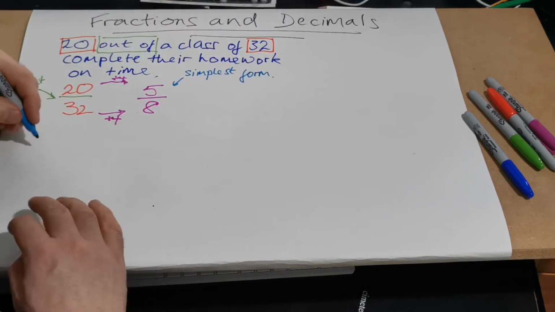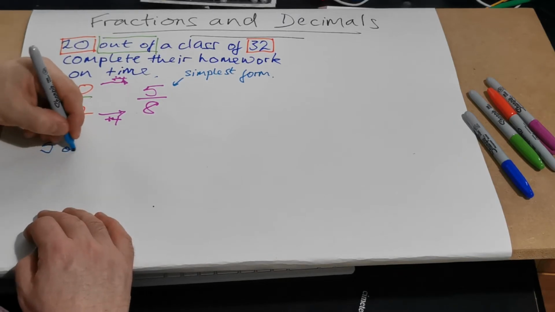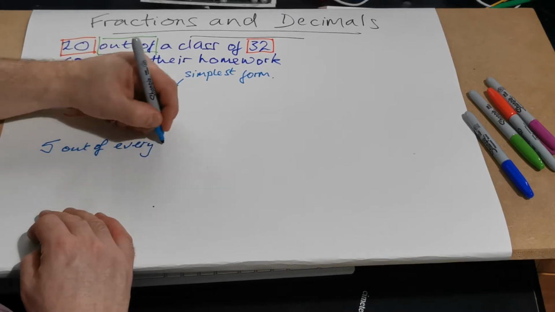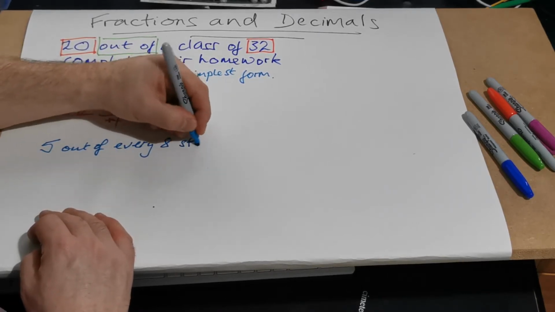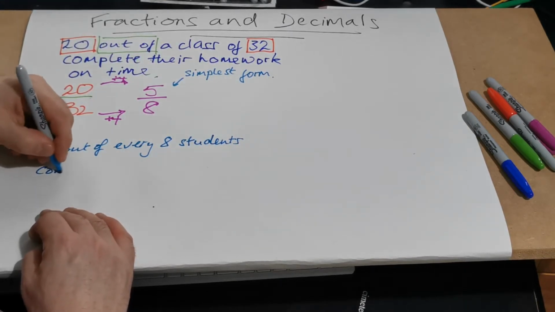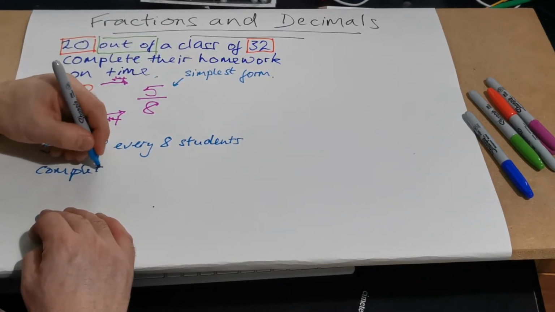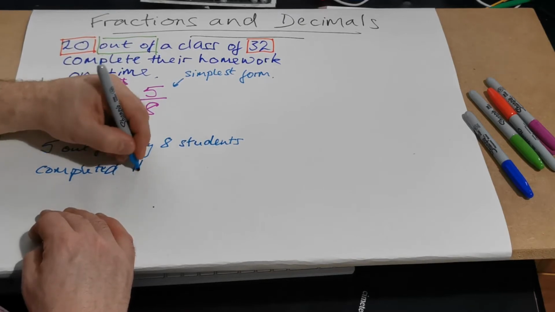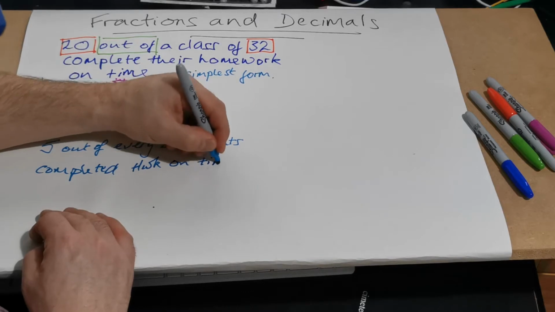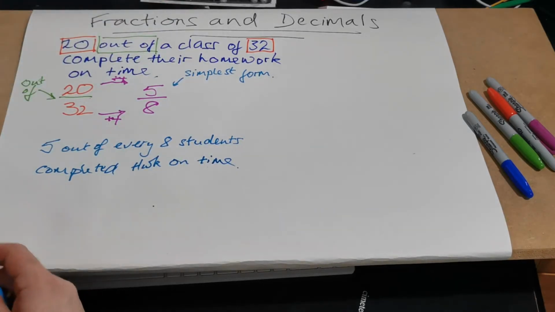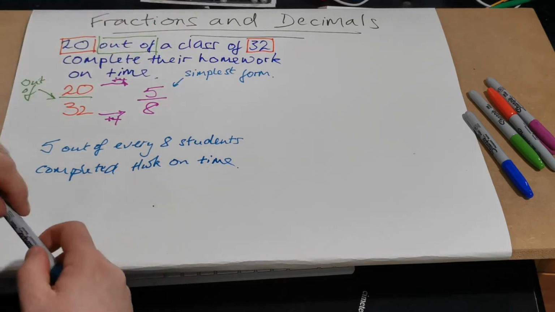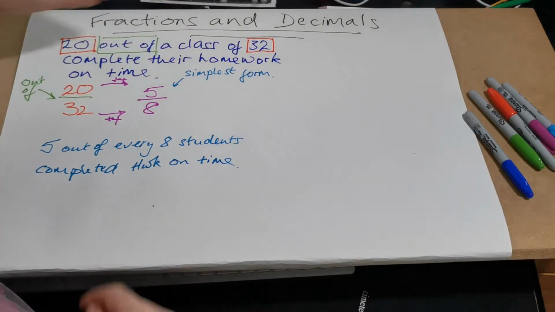And in our simplest form we are saying 5 out of every 8 students completed homework on time. So we've got that simplified form: 5 out of every 8 students.